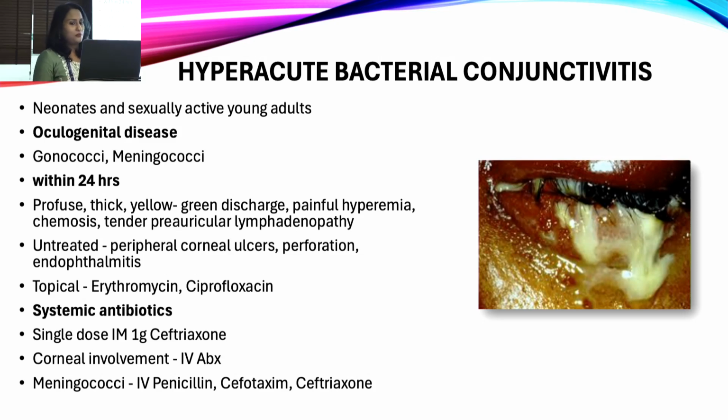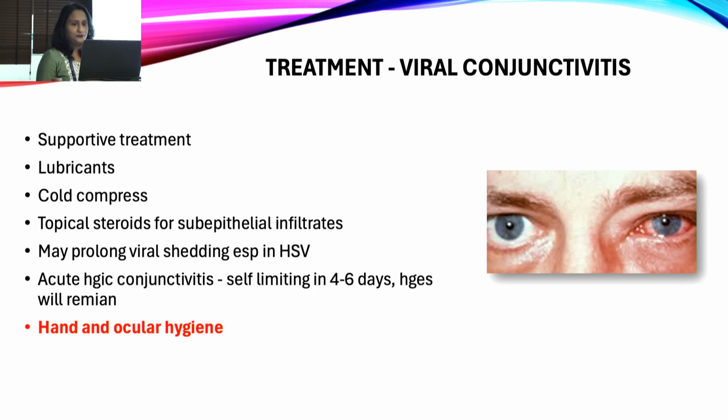Something else is called hyperacute bacterial conjunctivitis. This is usually seen in neonates and sexually active young adults. It's an oculogenital disease caused by gonococci and meningococci. It has profuse, thick, green-yellow discharge, painful hyperemia, and tender preauricular lymphadenopathy. If untreated, they can have corneal complications. The treatment is topical therapy along with systemic antibiotics. That's a must in this condition, otherwise it will not resolve.